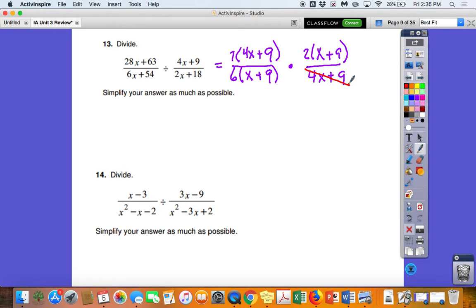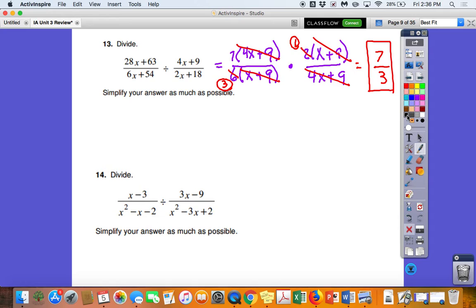Okay, so now that you got it factored, look for your matches. 4x plus 9, they cancel. Ooh, look, got an x plus 9 as well. The only thing I see is we got a 2 goes into 2 one time, and 2 goes into 6 3 times. So in the top, I got 7 times 1 is 7, and in the bottom, I've just got a 3. So that's my answer.